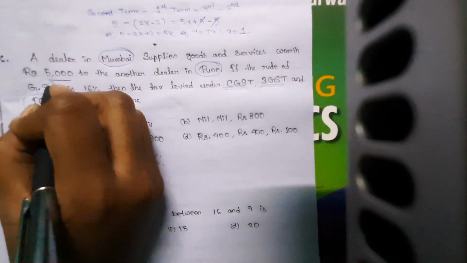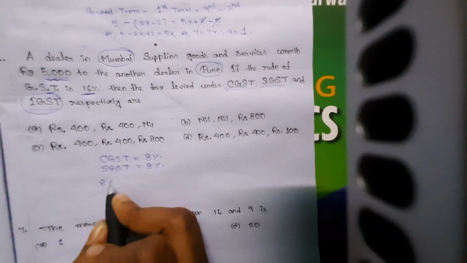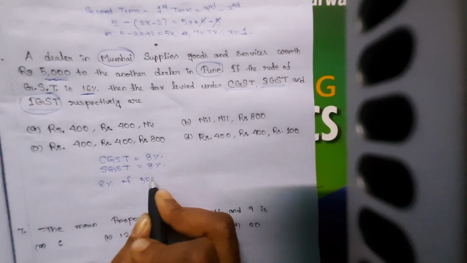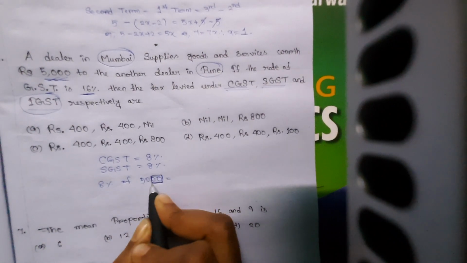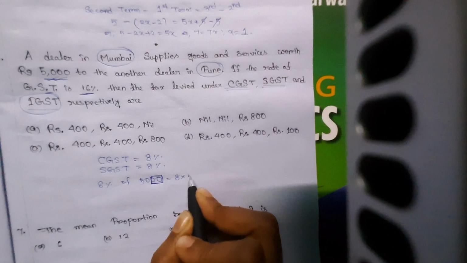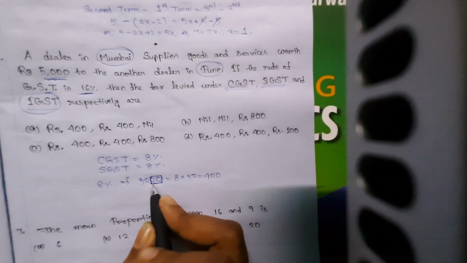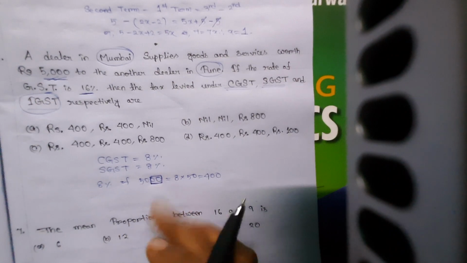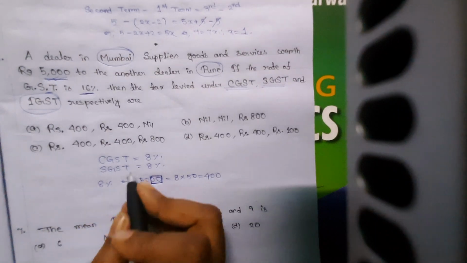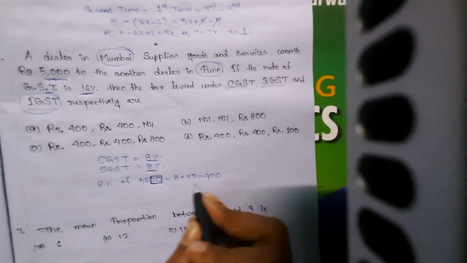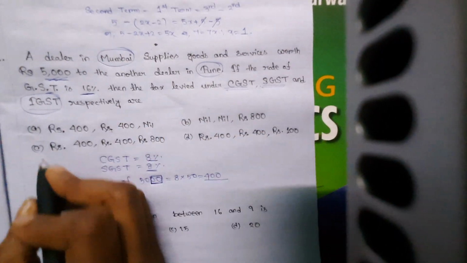Now how can you calculate this 8% of 5,000? There is an easy way. Just remove this 0 from the right hand side and multiply 8 with 50. You get 400. For this percentage calculation, just remove these 2 zeros from the right hand side and then multiply. So if both are 8%, CGST is 400, SGST is 400 and IGST is nil.